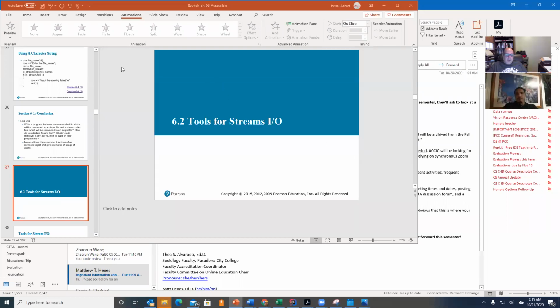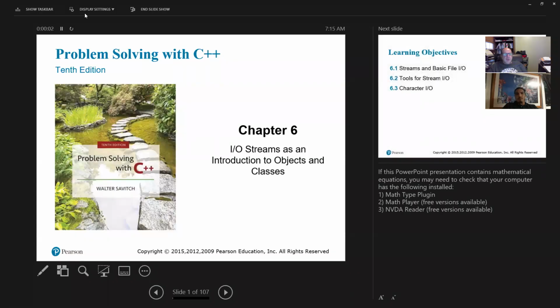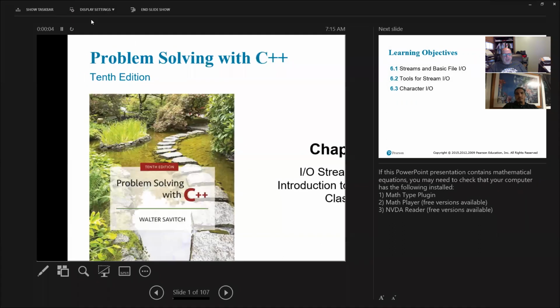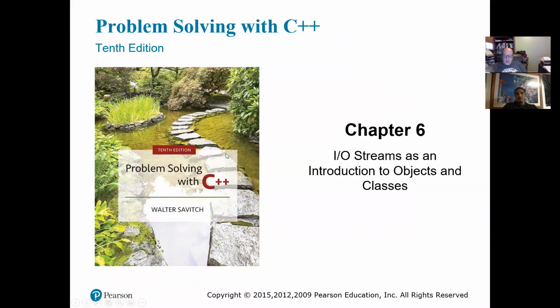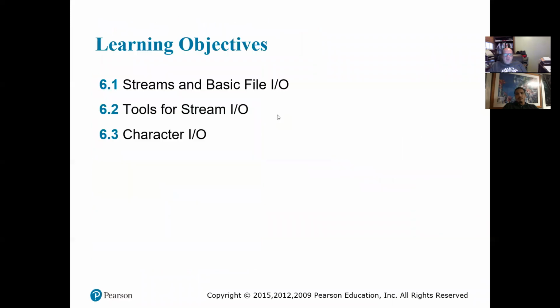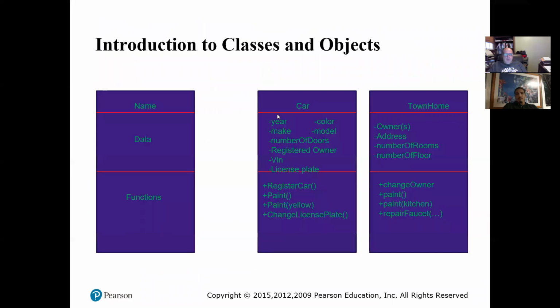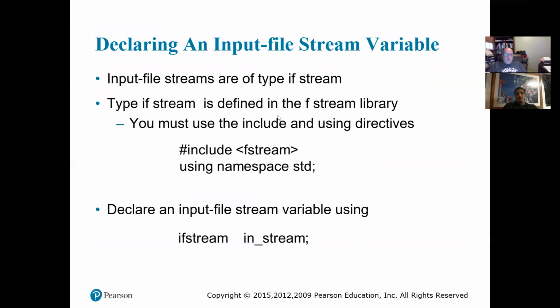Okay, so we want to talk about section 2 of chapter 6, which is going to have some stuff that you should already know. We're just going to apply it to our file IO. And then we're going to talk about a little more stuff in there. So let me move on.